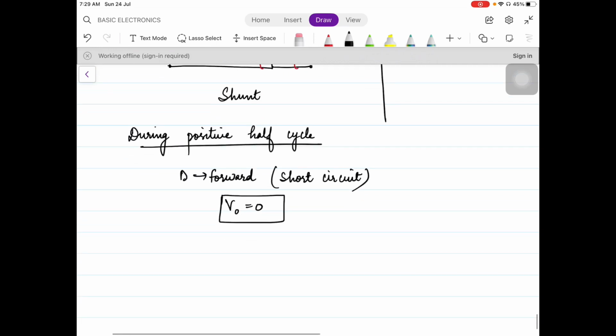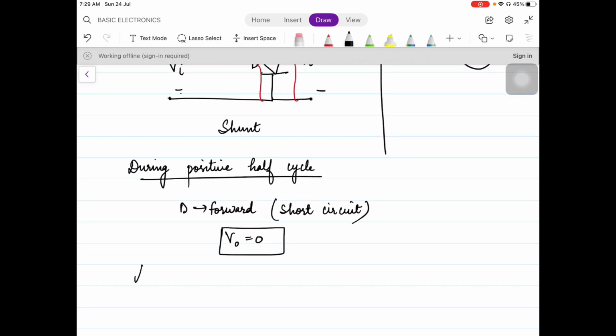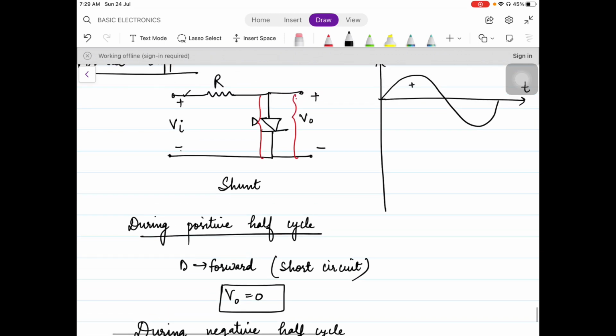So V naught is 0. Now during negative cycle, now that we have found V naught, the first step is over. Now during negative half cycle, the first step is to write the heading, then the second step is to put the signs. Don't strike off the previous signs. Put these signs in the bracket, minus plus like this.